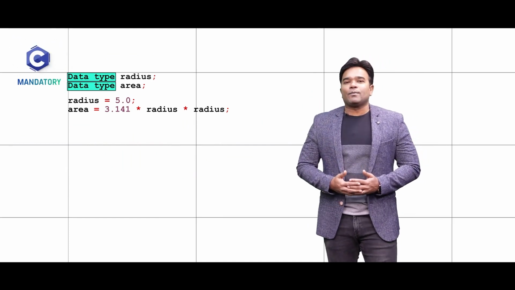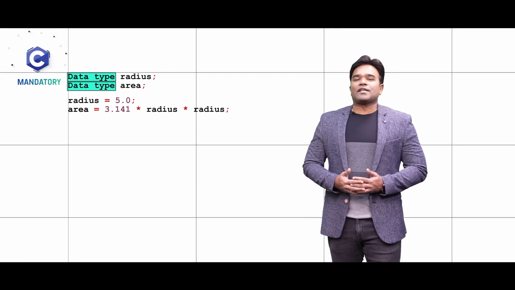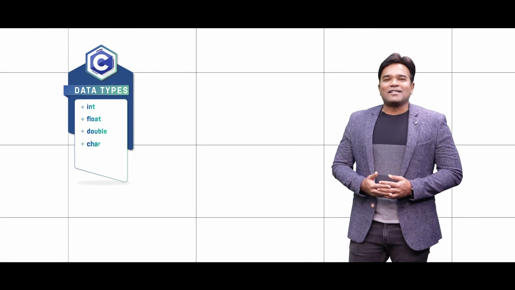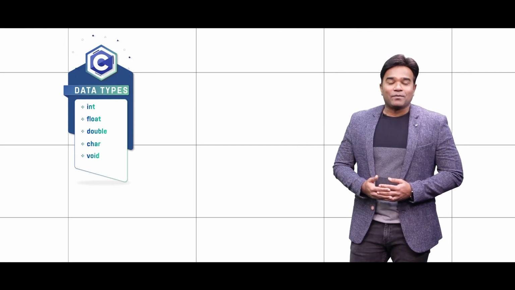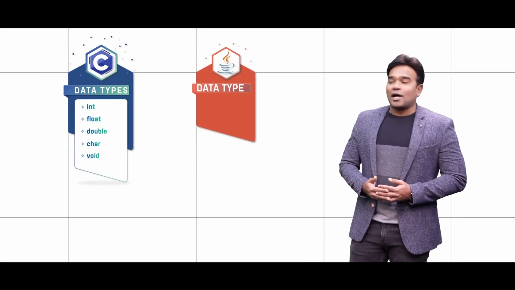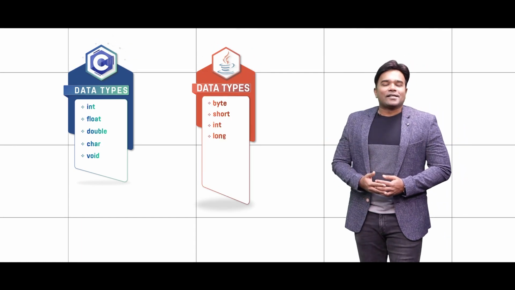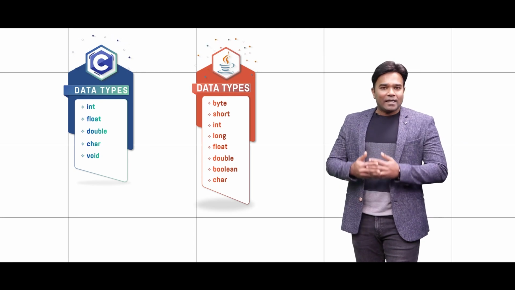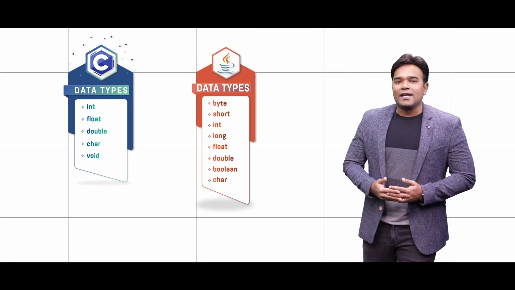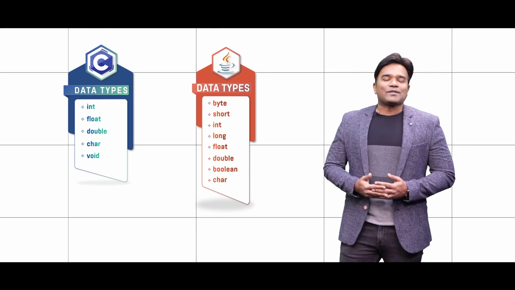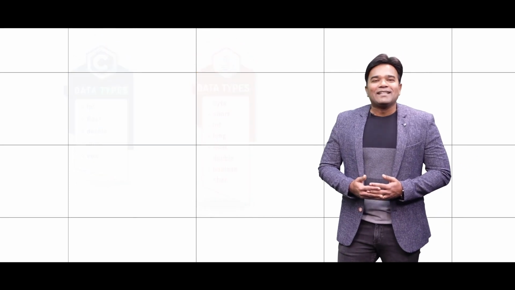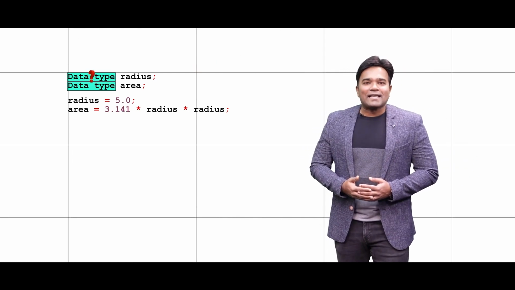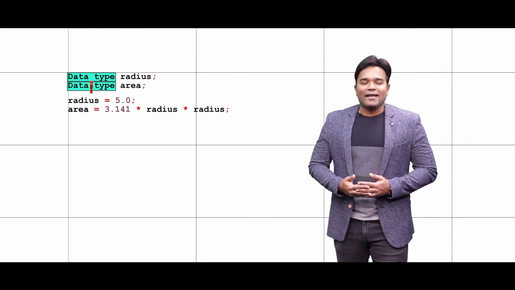And if you ask me what are the different data types that are available in C, well, these are all the different data types that are available in C. That way, you know that in Java these were the data types that were available. In C, there indeed are a lesser number of data types when compared to Java, but the larger question is, what should I be declaring the radius as? What should I be declaring the area as?